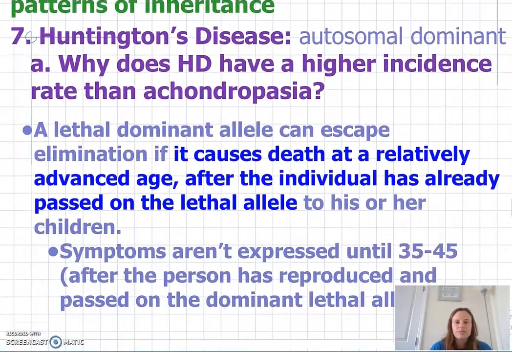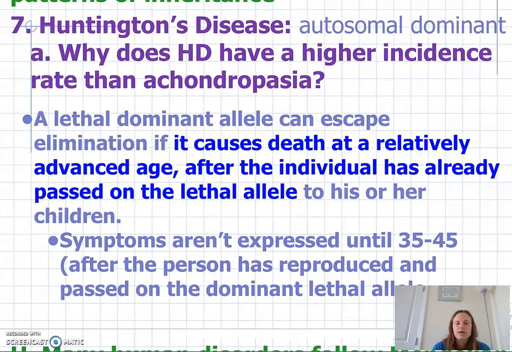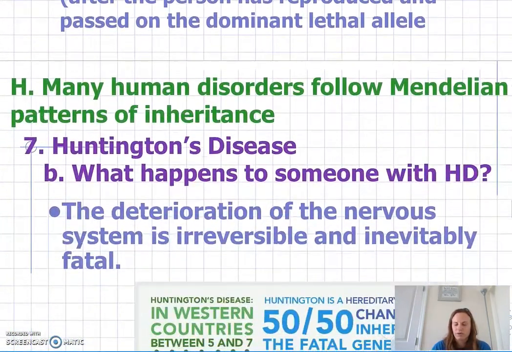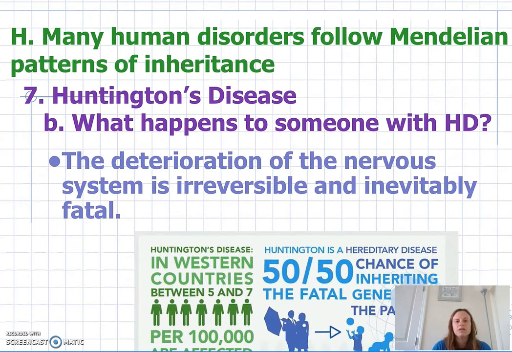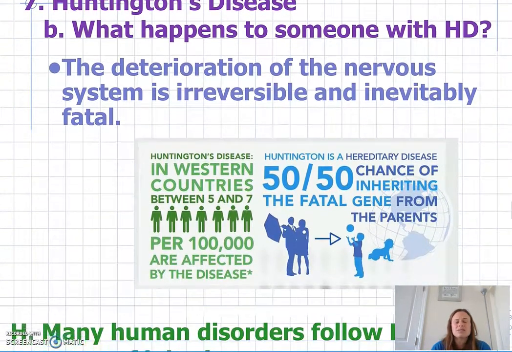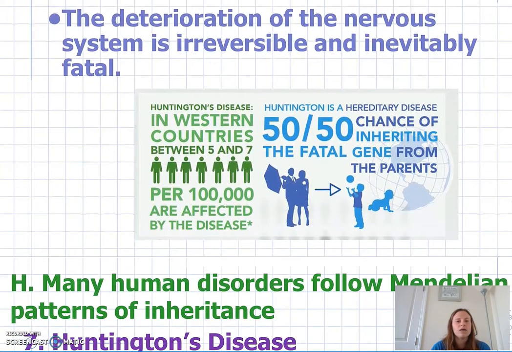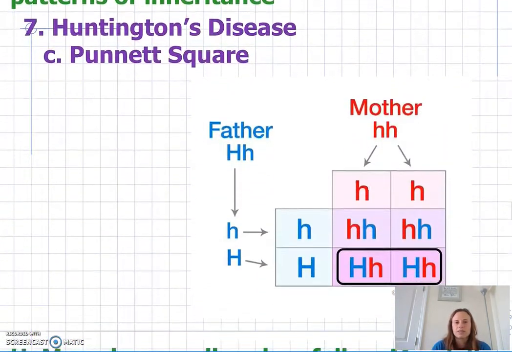Huntington's disease is another example of an autosomal dominant disorder. It causes death at a relatively advanced age after the individual has already passed on this lethal allele. So that's why Huntington's disease and achondroplasia are both dominant autosomal disorders, but the frequency of Huntington's is more than the frequency of that rare form of dwarfism. So what happens to someone with Huntington's disease? It's the deterioration of the nervous system. It's irreversible. There's currently no cure, and inevitably the person dies from Huntington's disease.